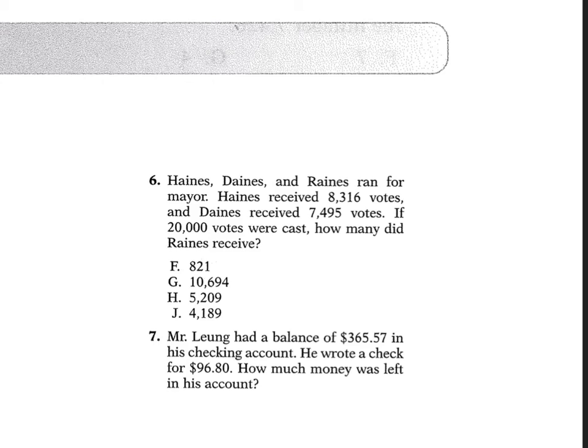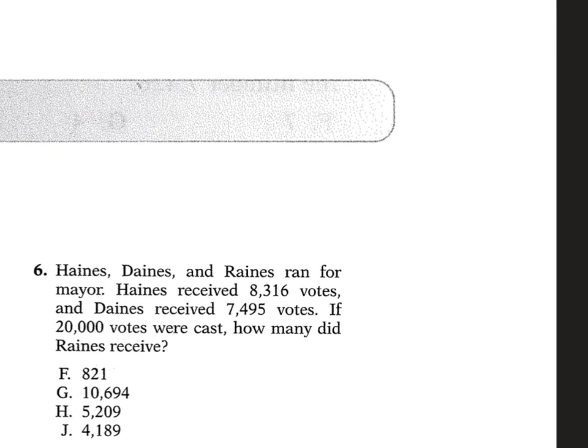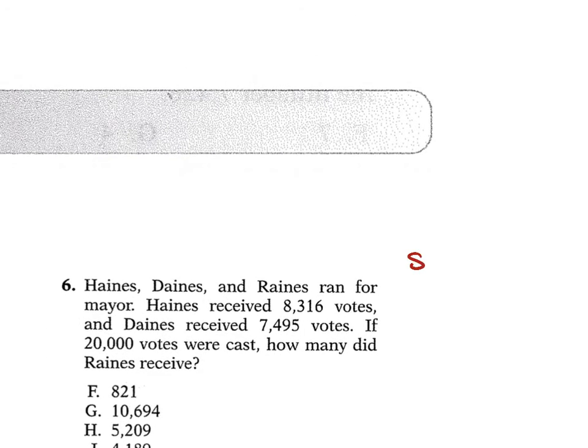For 6, it says Haynes, Daines, and Raines ran for mayor. Haynes received 8,316 votes. Daines received 7,495 votes. If 20,000 votes were cast, how many did Raines receive? So we are going to add these two numbers, the 8,316 and the 7,495. The 6 and 5 give us 11. 1 and 9 is 12. 3, 4, and 1 is 8. And 8 and 7 is 15.